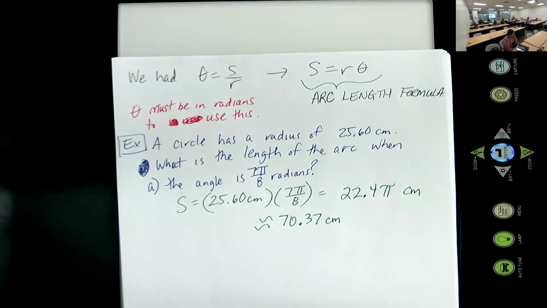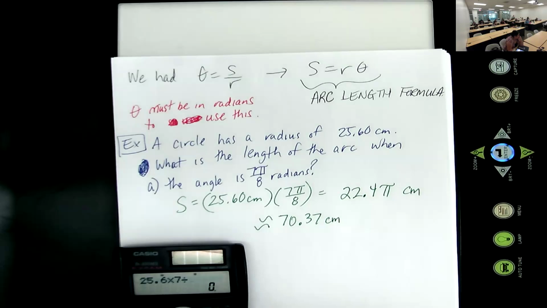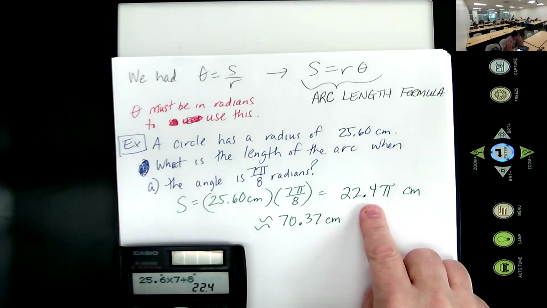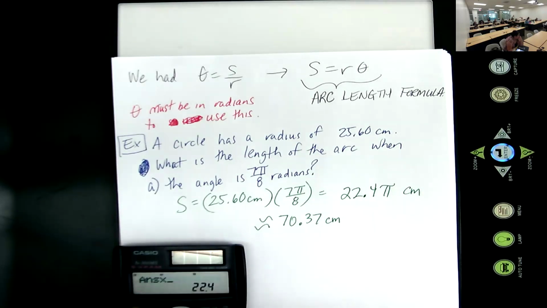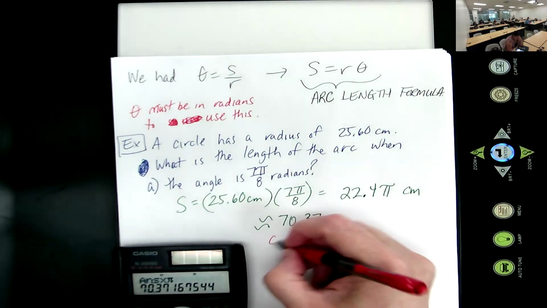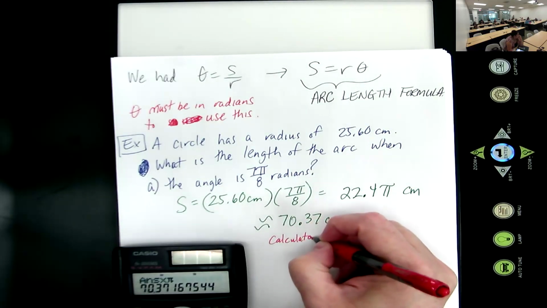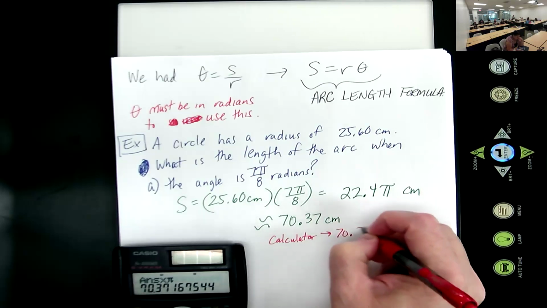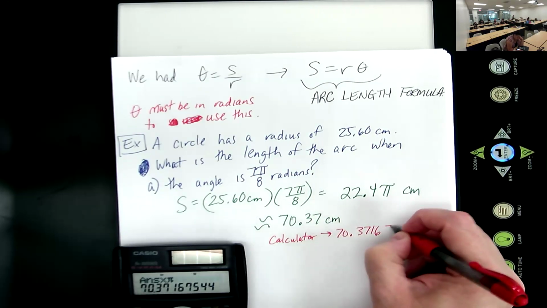I have that written down in my notes. Let me just make sure. What I'm doing is 25.6 times 7 divided by 8 gives me the 22.4. And now I'm going to multiply that by pi. And I get 70.37, a whole bunch of numbers. What my calculator actually shows is 70.37167544.